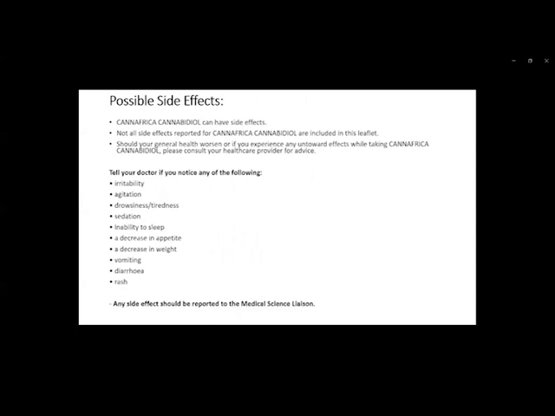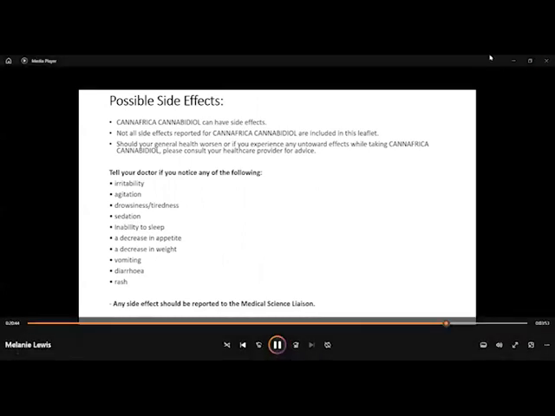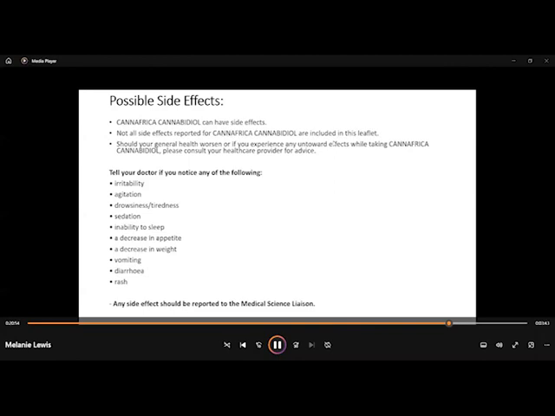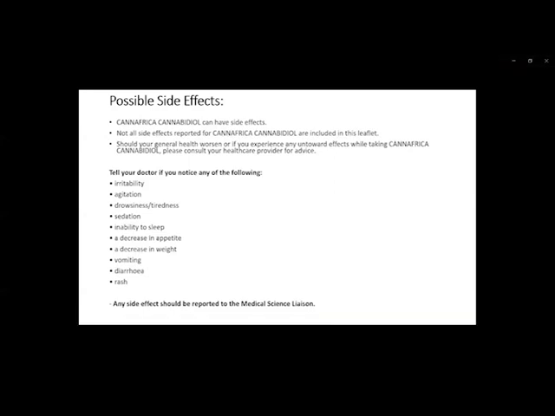Okay. Cannafrica CBD can have side effects. These are the listed side effects. Irritability, agitation, drowsiness, tiredness, sedation, inability to sleep, a decrease in appetite, a decrease in weight, vomiting, diarrhea, and rash. Again, these are side effects, but they are very, very rare. So just be aware of that. Any side effects should be reported to the medical science liaison.